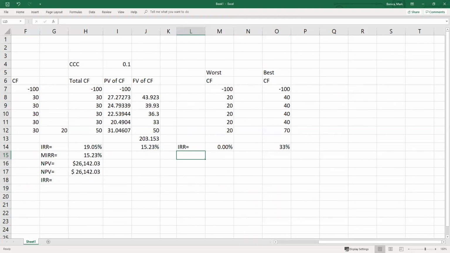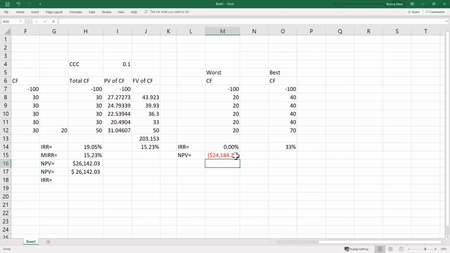And then our NPV, I'm not going to do it all 47 different ways I've been doing. I'm just going to do it real quick. So it'll be our investment plus the present value of the cash flows at our 10% discount rate, which is negative 24,000. So if we bring this out to 24,184, that is negative 24,184.